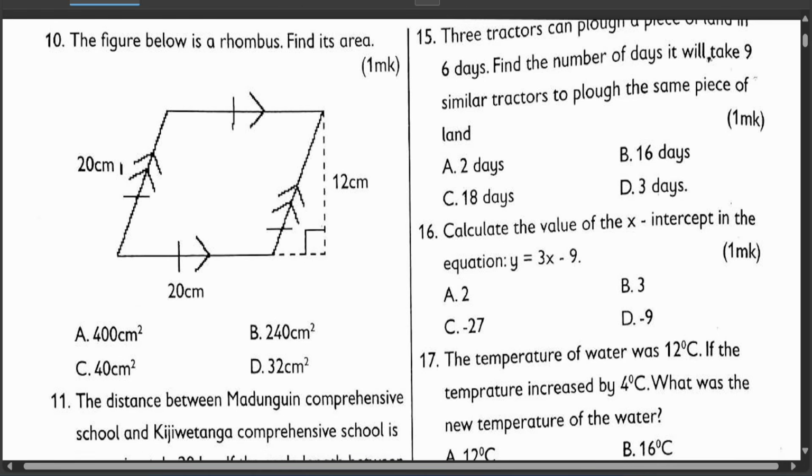Okay, question 10. The figure below is a rhombus. Find its area. Rhombus ni diagonal 1 times diagonal 2 divided by 2. But for now hapa kuna diagonal wala kuna nini hapa. So mpewa tu hizo sides. But it's very easy to find the area. Utafanya kama parallelogram tu, so it's not that hard. Sawa, so utachukua tu hiyo base yako times your perpendicular height.